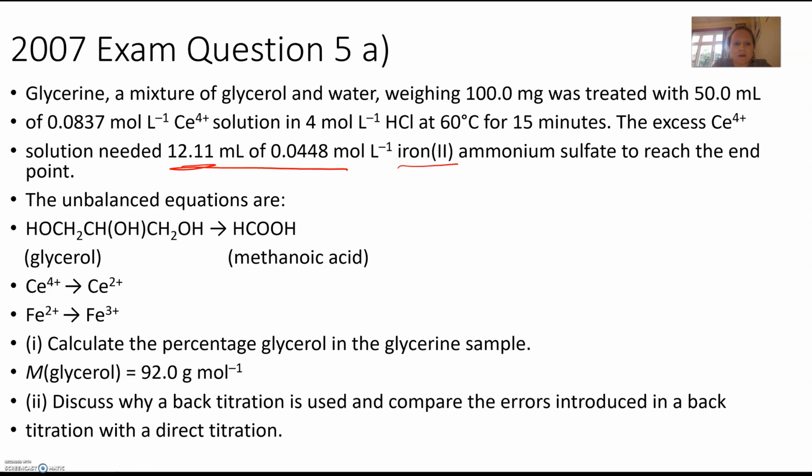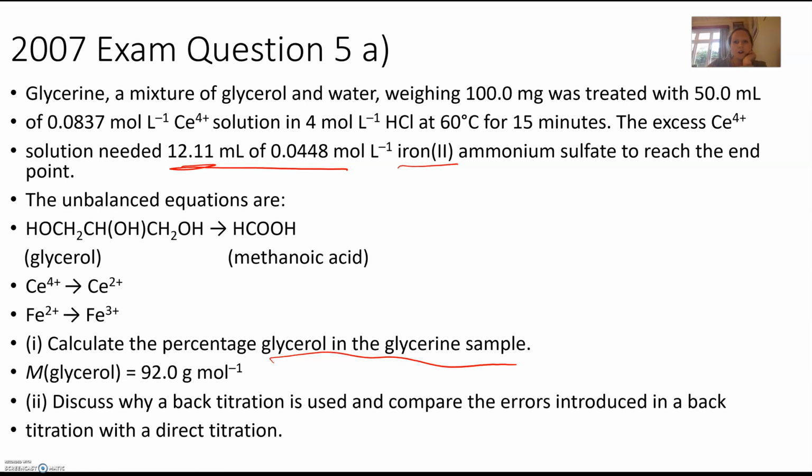The unbalanced equations are given here. So they've got glycerol to methanoic acid, Ce4+ to Ce2+, and Fe2+ to Fe3+. Calculate the percentage of glycerol in the glycerine sample. And discuss why back titration is used and compare the errors introduced in a back titration with a direct titration. So what's actually happening in this titration?